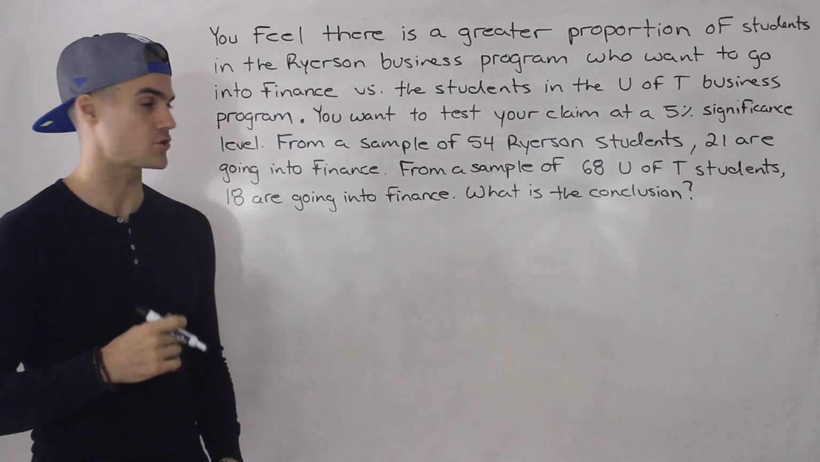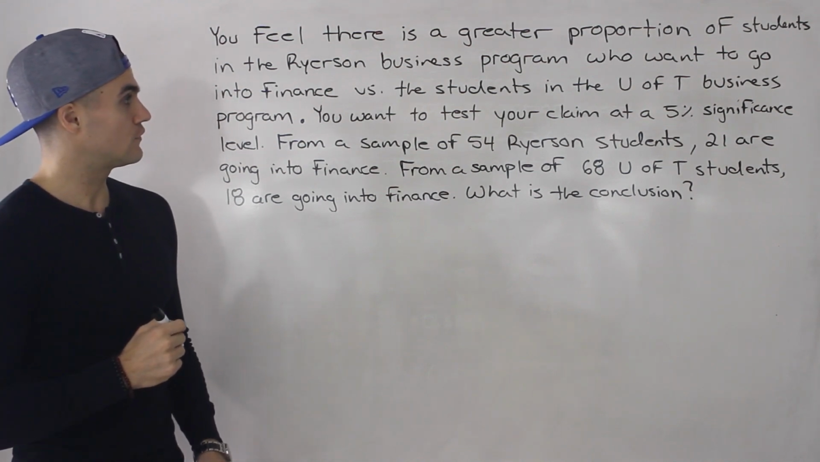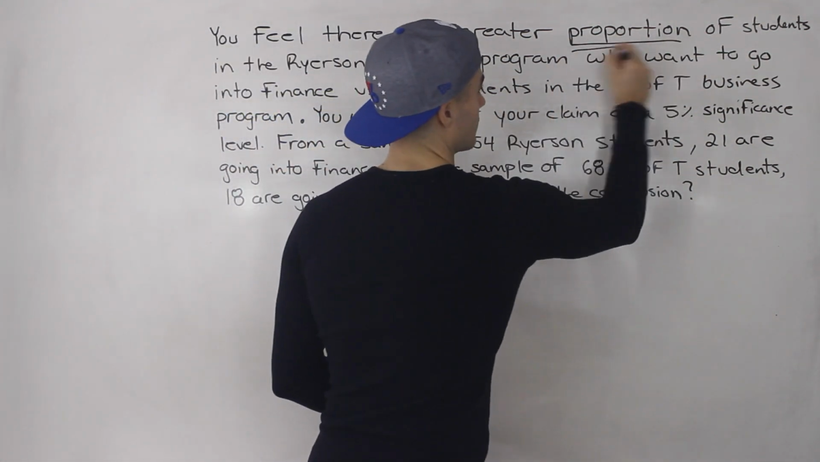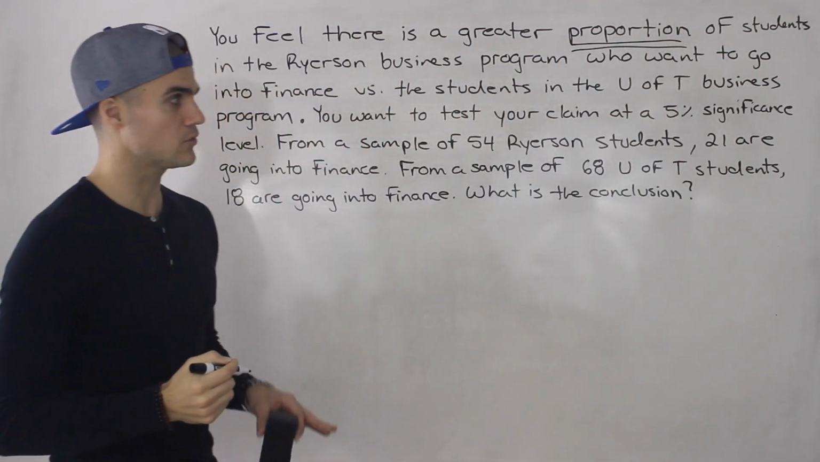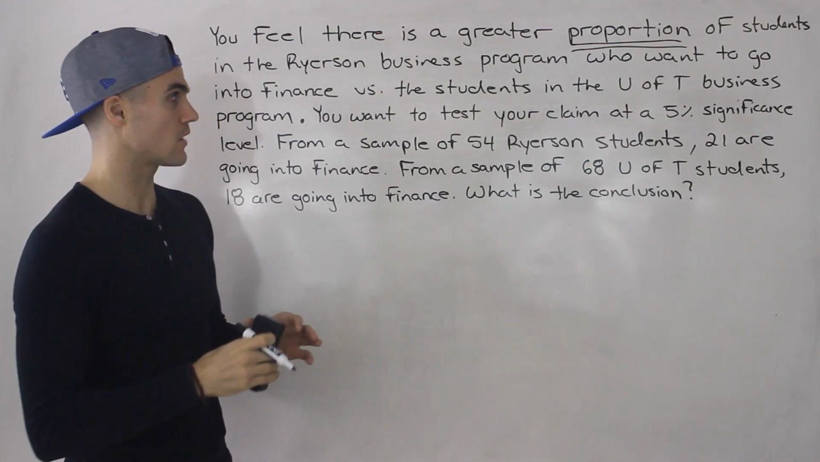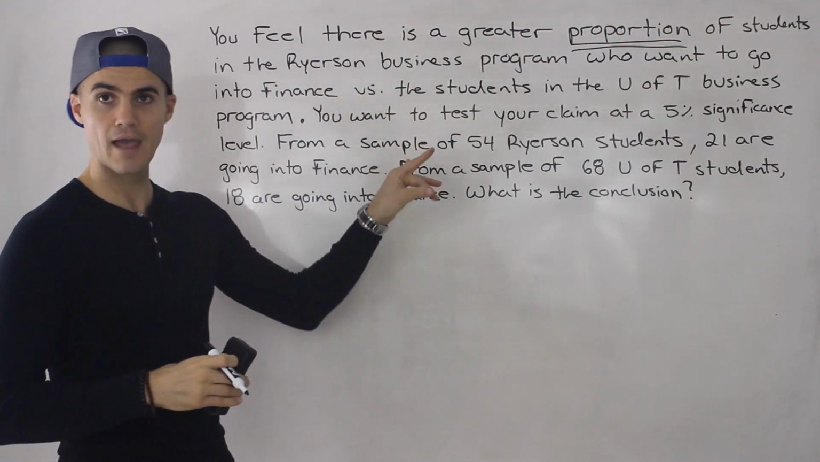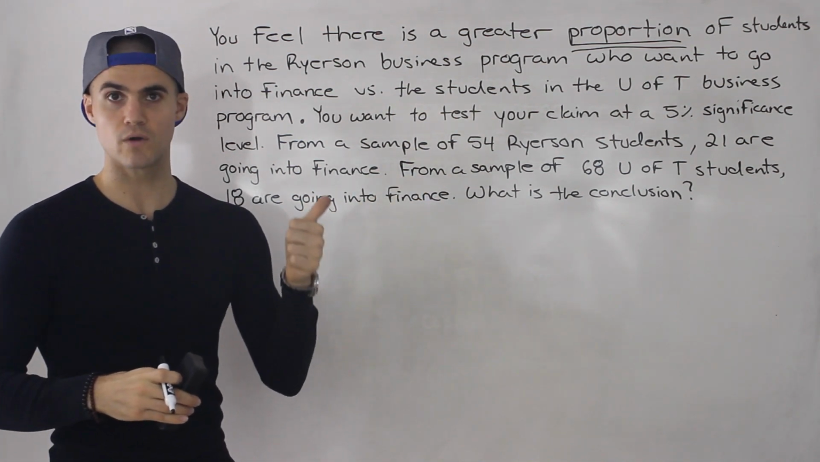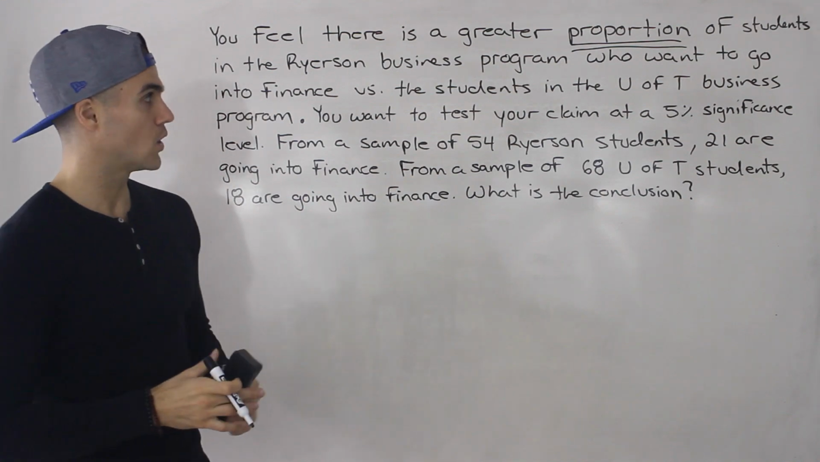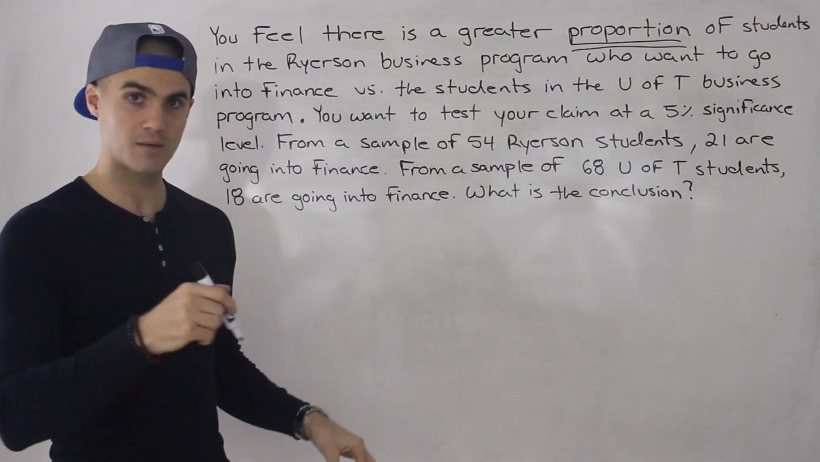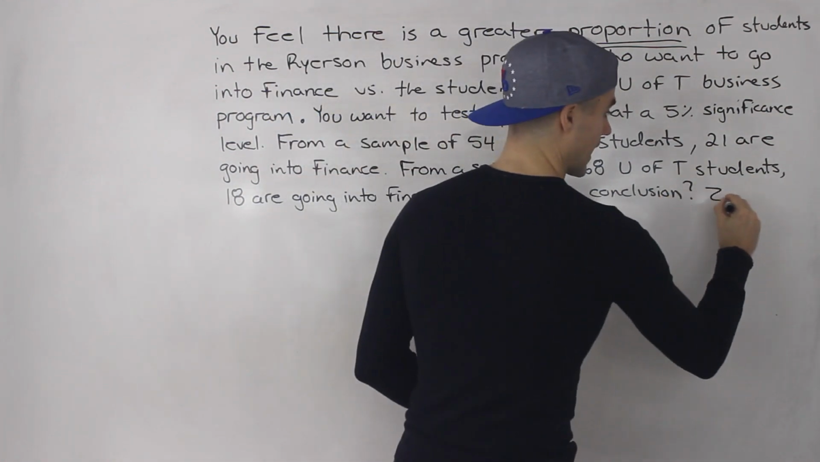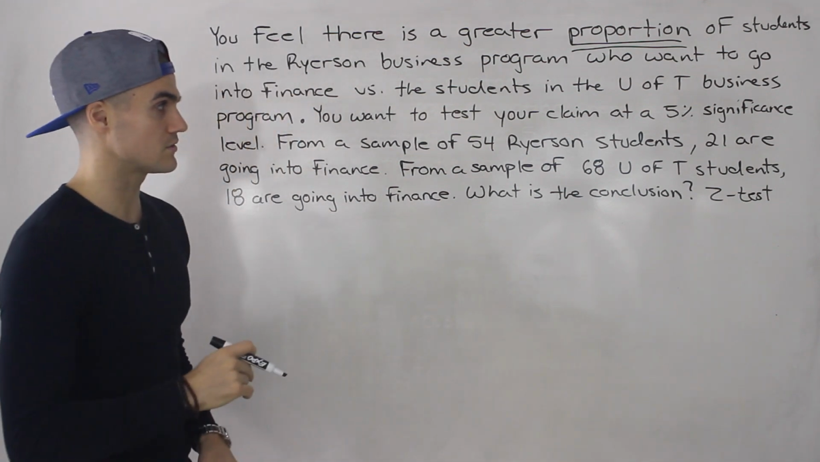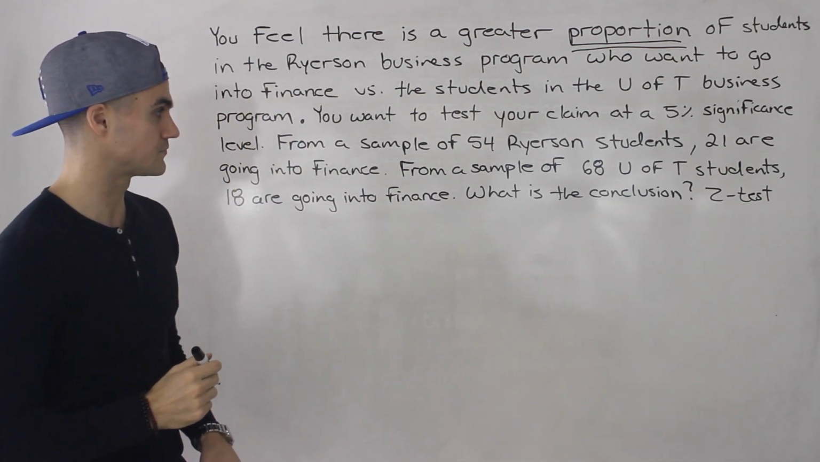What is the conclusion? So, first thing, notice with this question, we are dealing with proportions. And we're dealing with proportions from two populations, right? From the Ryerson business program and then the U of T business program. And just like with confidence intervals and just like with one sample hypothesis testing, when you're dealing with proportions in two sample hypothesis testing, you're going to be doing a z-test. Right? So you're always going to be using the z distribution when you're dealing with proportions.